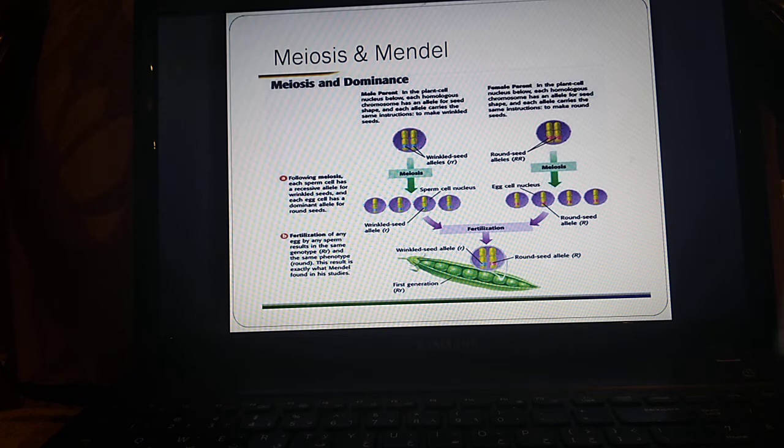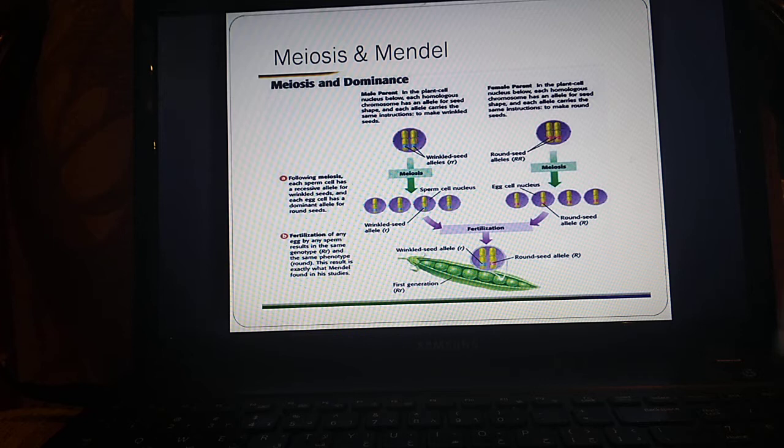Now at the same time in males, each one of the sex cells, each one of the male cells, is going to have one small r allele. Why? Because the wrinkled seeds are recessive, so they have both recessive alleles, small r, so all of the male cells will have the small r allele.